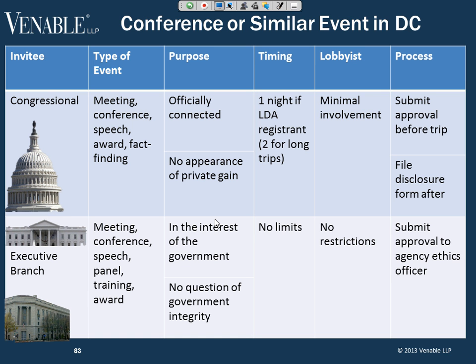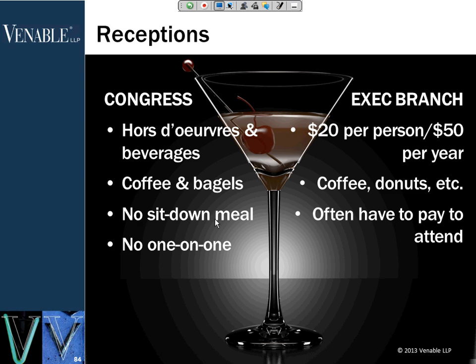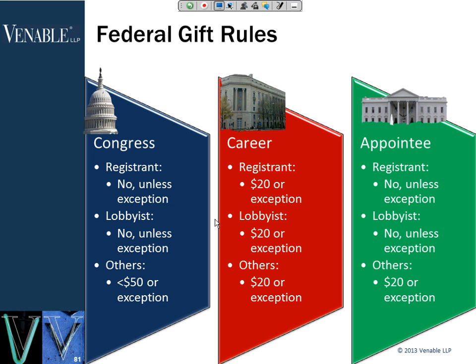Is that a typo? Is that in DC? Yes, out of DC. I'm sorry. No, you know what? I'm sorry. I advanced the wrong slide. There's the conference or similar event in DC was the first one we talked about, and then a conference or similar event out of DC here.